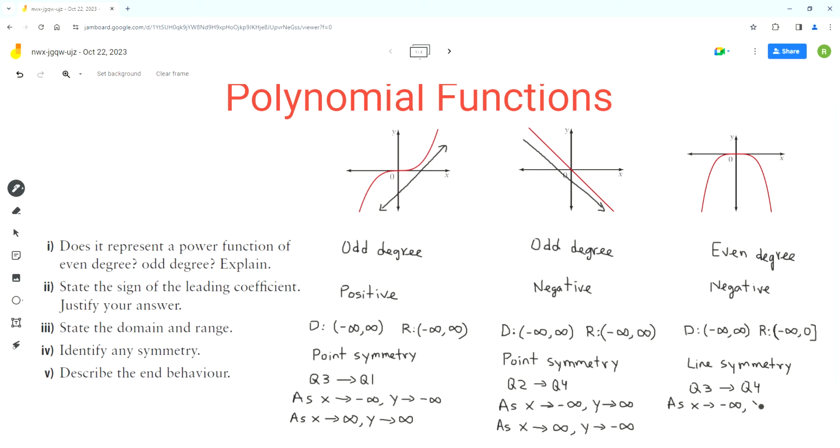y approaches negative infinity, because on the left side, as the graph goes to the left, the graph keeps going down. Now on the right side, as x approaches positive infinity, the graph goes down on the right side as well. So y approaches negative infinity. As you can see, as we keep going to the right side, the graph keeps going down.